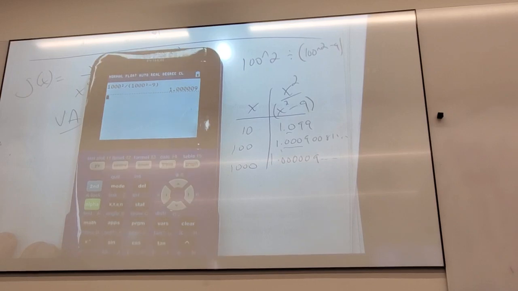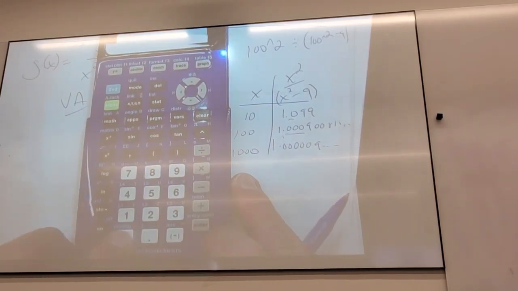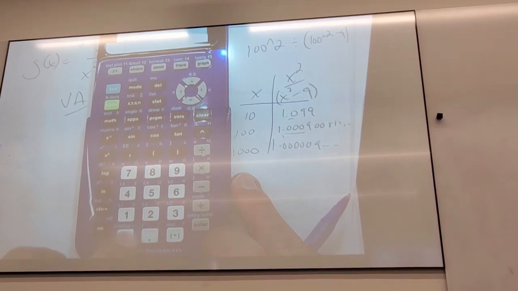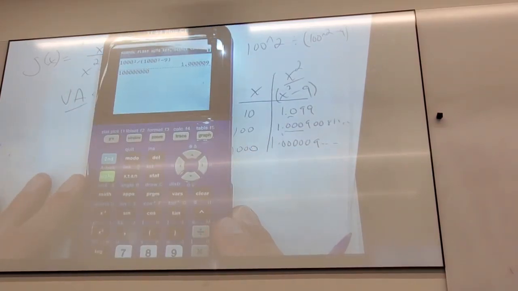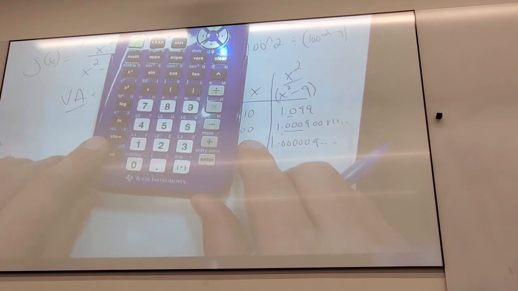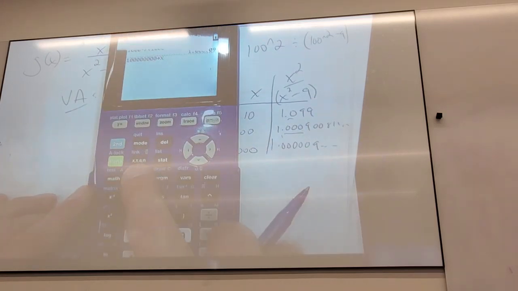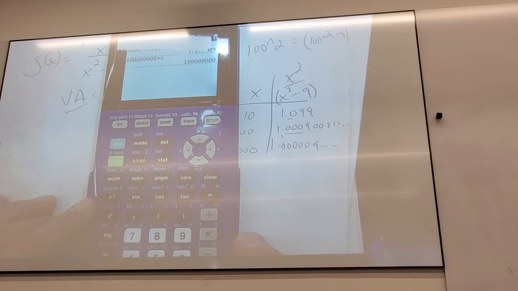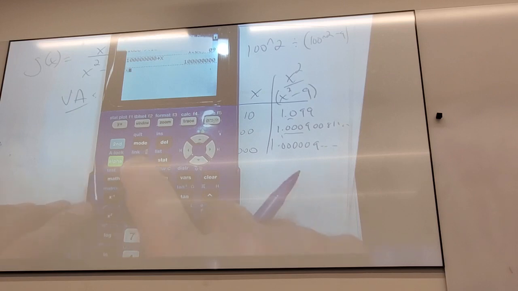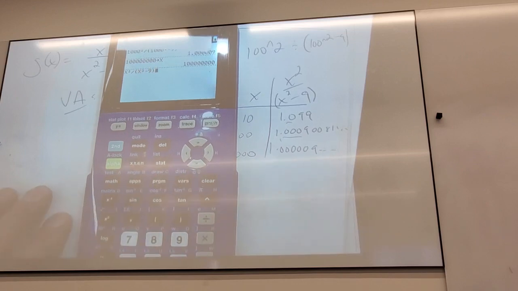Here's a cool little trick, you ready? Anybody wants to play along with me, let's do it. 1 with 1, 2, 3, 4, 5, 6, 7, 8 zeros, right? Watch this, this is so cool. I'm gonna store that, see the little store button? I'm gonna store that in X, my little X button. Then I can just type in x squared divided by x squared minus 9. And this is gonna come out to be 1.